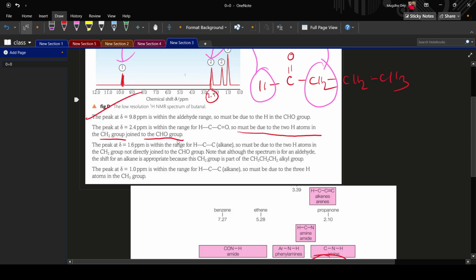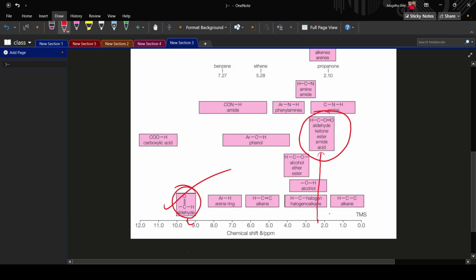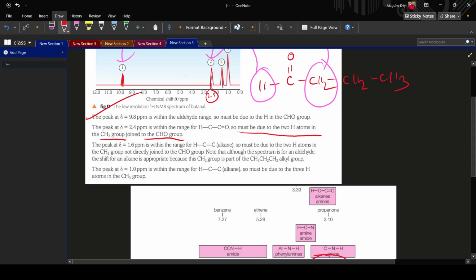You can clearly see the peak at 1.6 ppm. Where is 1.6 ppm? There, this one is 1.6 ppm. It is within the range for alkane, which is 1.2. Yep, that's right, alkane. Which means what? This must mean that the two hydrogen atoms in the CH2 group are not directly joined to the CHO group. So one thing's pretty clear.